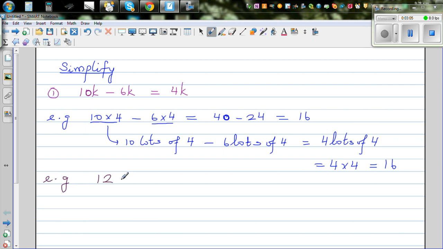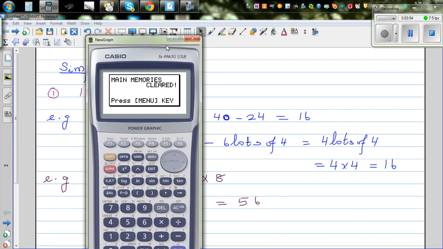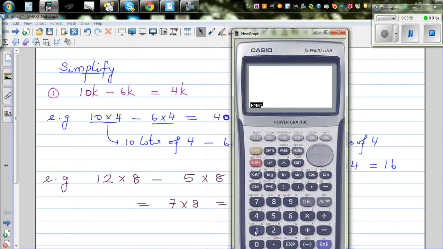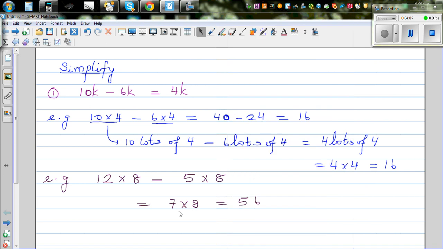Suppose you have 12 times 8 minus, say, 12 times 3. If you want to do it efficiently, this is 12 lots of 8, take away... I should change this. Let me make this 12 lots of 8, take away, let me think of a number, 5 times 8. So this is 12 lots of 8, take away 5 lots of 8. That means this is 7 lots of 8, which is 56. This is an efficient way of doing it. Let me show this on the calculator. This is 12 times 8, take away 5 times 8, which is 56, and that is the same as saying 7 lots of 8.